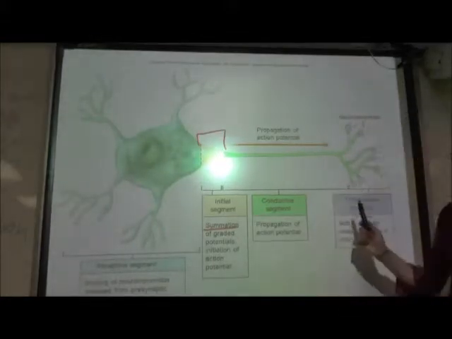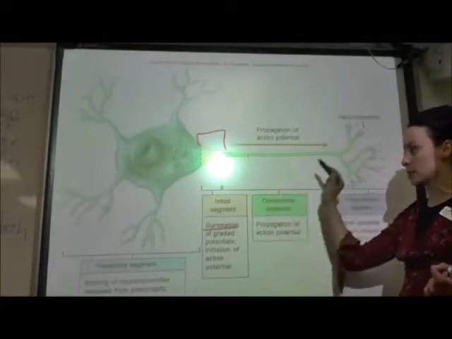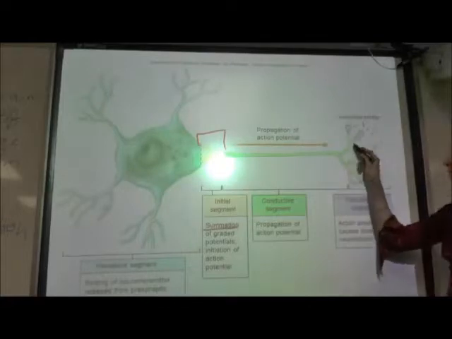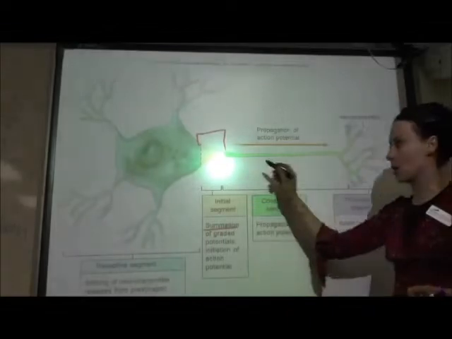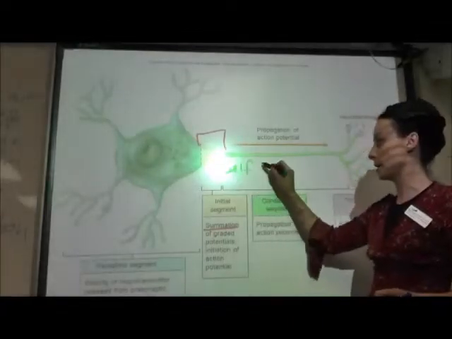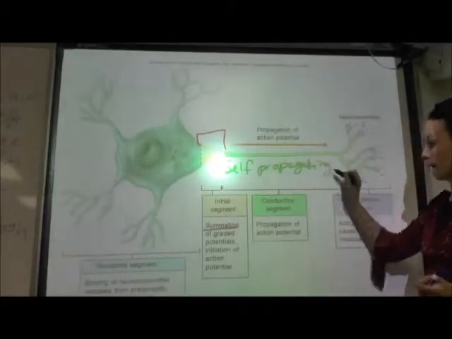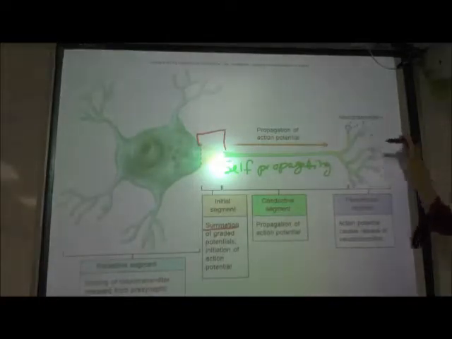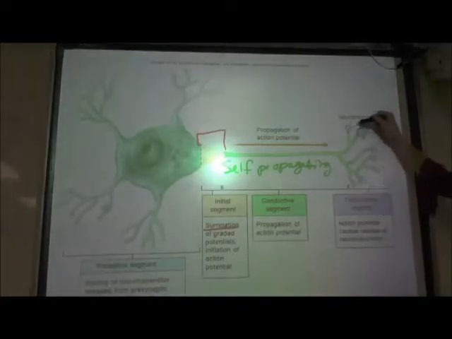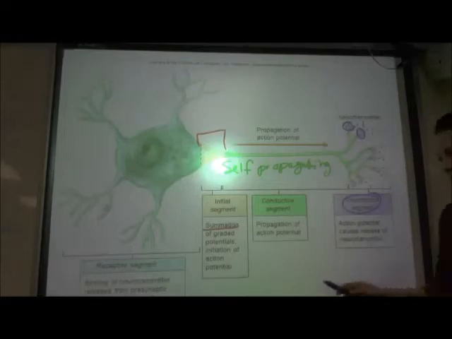And then if we initiate an action potential, it will be conducted down the conductive segment, which is most of the axon and those telodendria that are leading to the synaptic knobs, and it's propagating the action potential. The action potential is self-propagating. Once it starts, it doesn't need anything else. And then once the action potential gets down to the transmissive segment, that's where our synaptic knobs are. The transmissive segment is going to ultimately cause the release of neurotransmitter into the synaptic cleft.